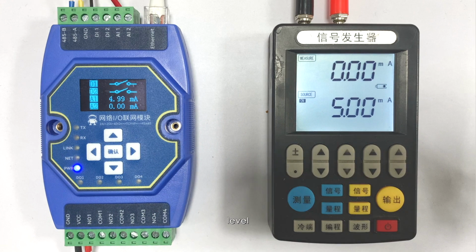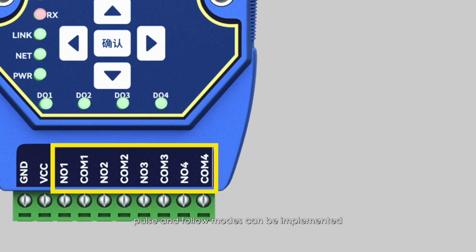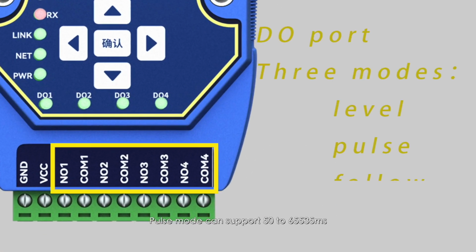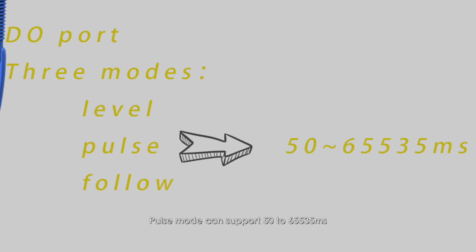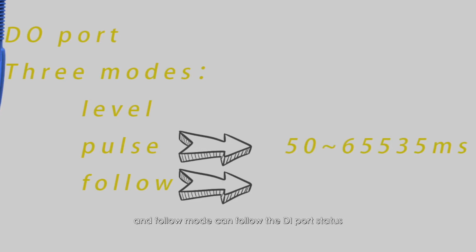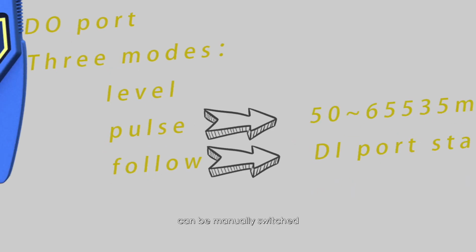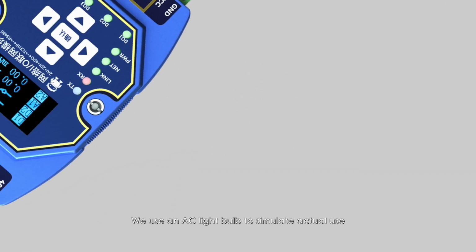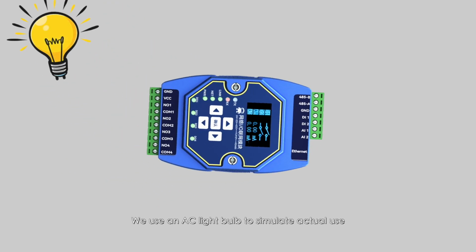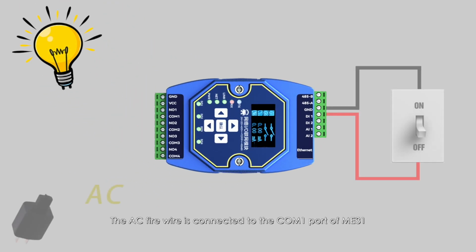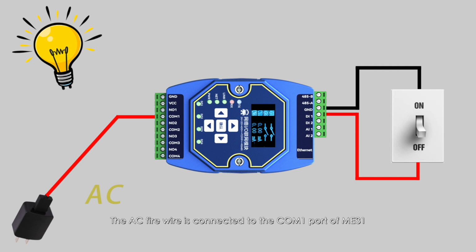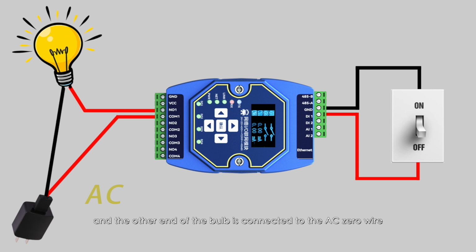For the DO port, level, pulse and follow modes can be implemented. Pulse mode can support 50 to 65535 millisecond, and follow mode can follow the DI port status. Level mode can be manually switched. We use an AC light bulb to simulate actual use. The AC firewire is connected to the COM1 port of ME31, one end of the bulb is connected to the NO1 port of ME31, and the other end of the bulb is connected to the AC0 wire.